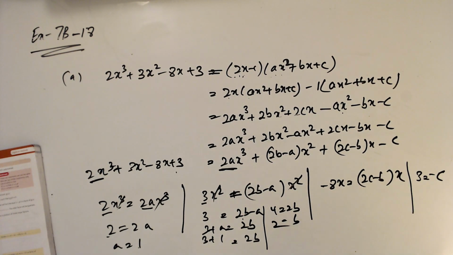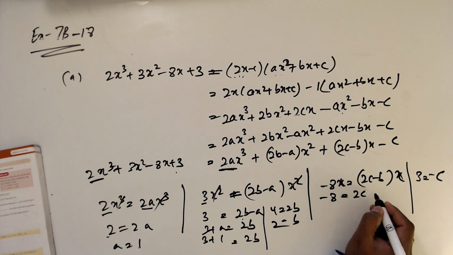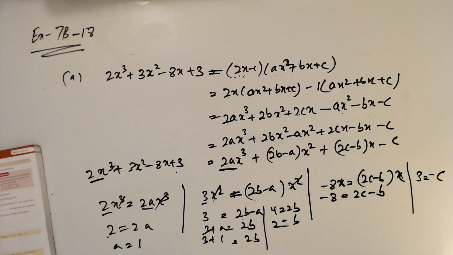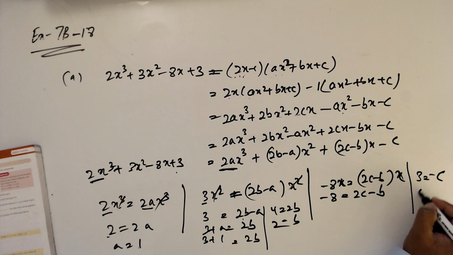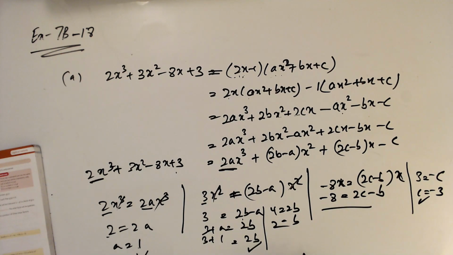From here, x to x cancel out, minus 8 equal 2c minus b. Now we know c value is minus 3. We found out a and b and c. That's all we need. We don't need this one.